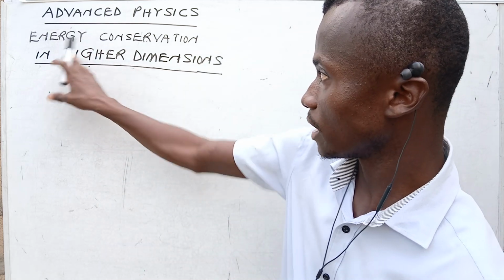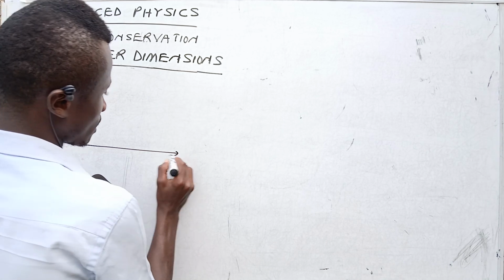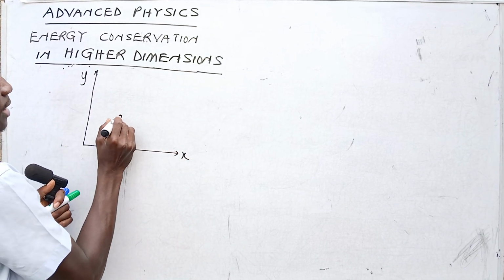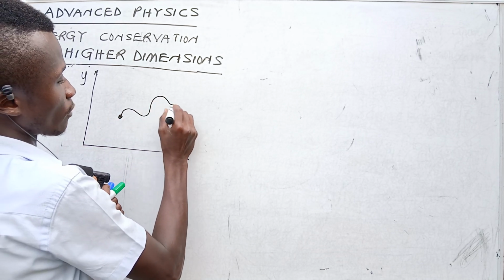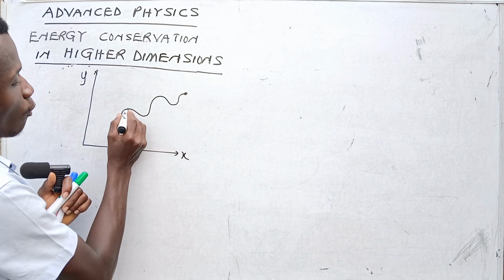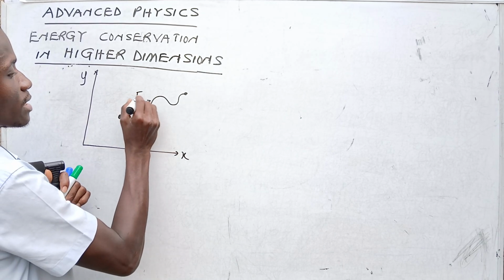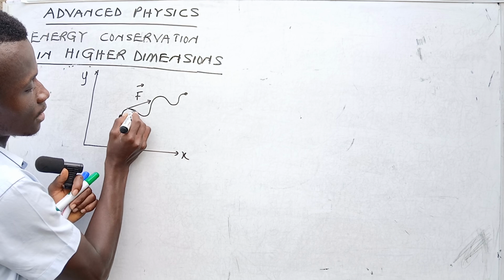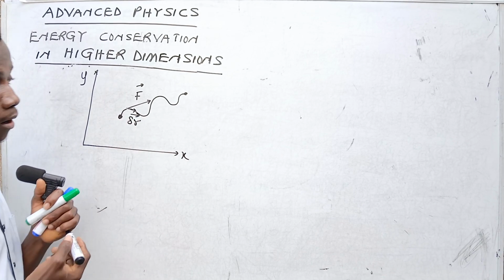So for energy conservation in higher dimensions, we begin with the XY plane, that is in 2 dimensions. For the XY plane, let's just say an object is located at this point, and then a force moves this object on a crooked trajectory to point 2. So at any point on a trajectory, the force that moved it could point in any arbitrary direction. So that means this force becomes a vector. And the position vector, a very minute position vector, we call it the R.